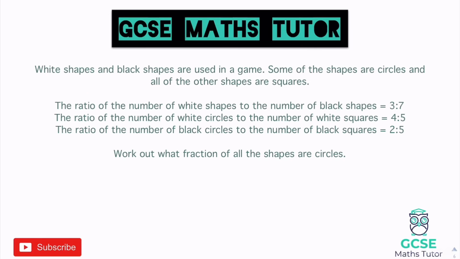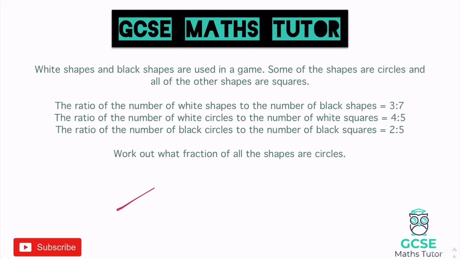Some of the shapes are circles and all of the other shapes are squares. Then it says the ratio of the number of white to black is 3:7, white circles to white squares is 4:5, and black circles to black squares is 2:5. Work out what fraction of all the shapes are circles. So let's have a look at constructing this tree then.